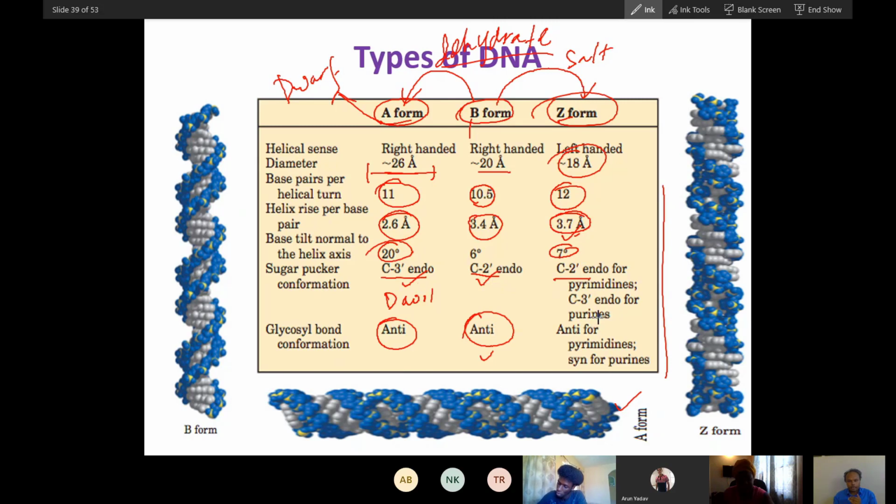Only A is different, and sometimes in the case of purine you will see C3 endo. So for pyrimidine it is C2 endo, and for purine it is C3 endo. Now anti for pyrimidine and syn for purine. So this is zigzag. The pyrimidine is in anti and the purine is in syn configuration, and that is why this gets a zigzag type of form.